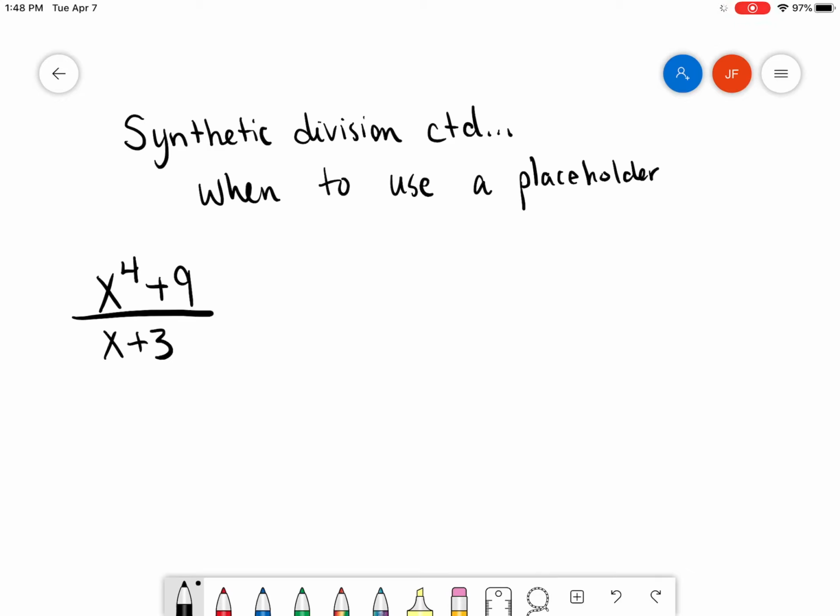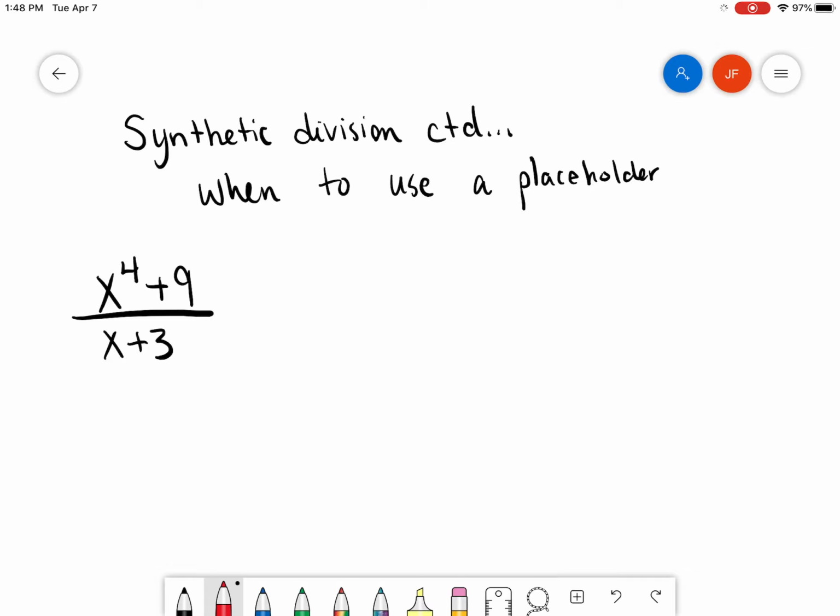I just wanted to do one more problem like the last one from yesterday's video about when you would need to use a placeholder when you're dividing polynomials. More specifically, a larger polynomial by a binomial. But when you're looking at this problem, it doesn't look like a larger polynomial, but it actually is because it's x to the fourth plus 9. And this is what I wanted to show you.